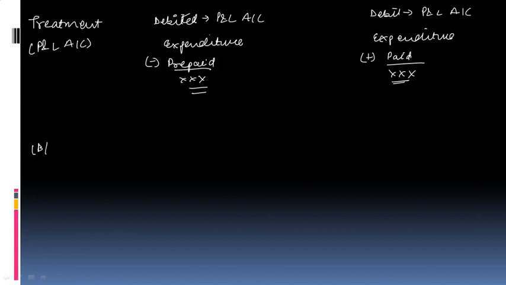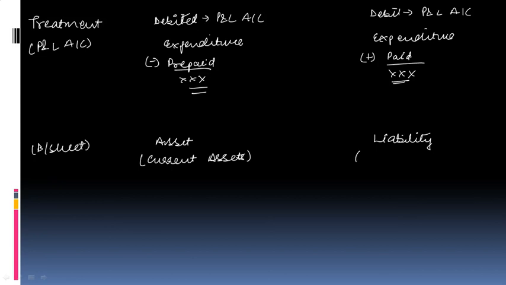If I talk about the treatment in the balance sheet, prepaid expenses are considered to be your assets. So they are going to be on the asset side under current assets. Got it? The part which relates to the previous year is going to be on the liability side, under current liabilities.